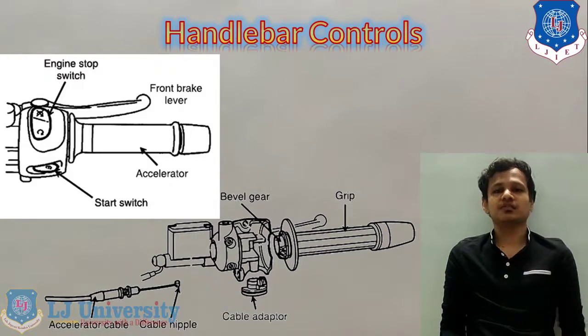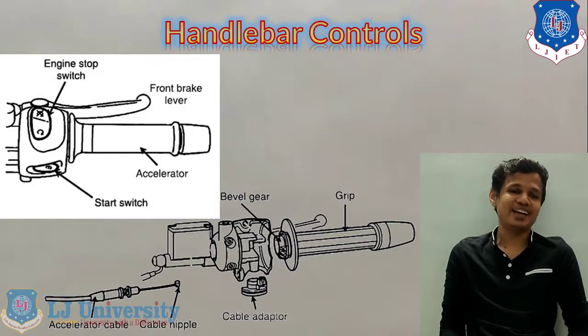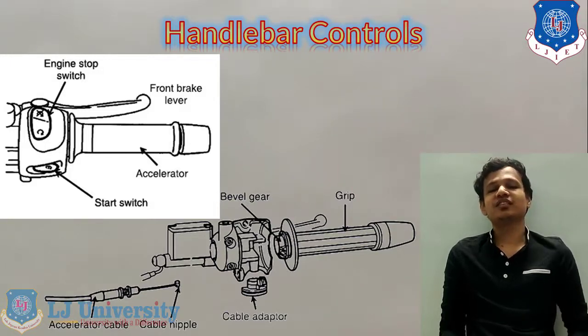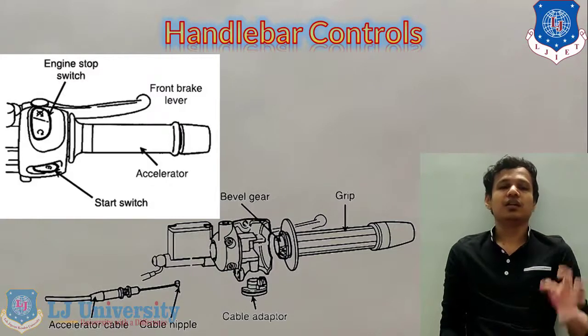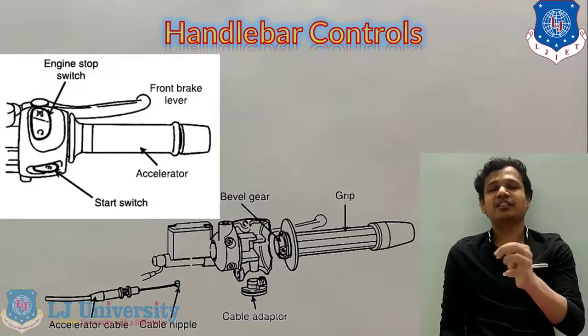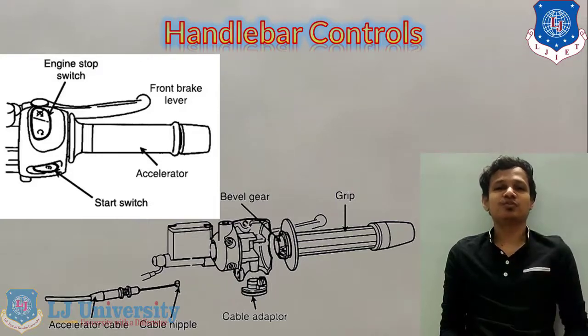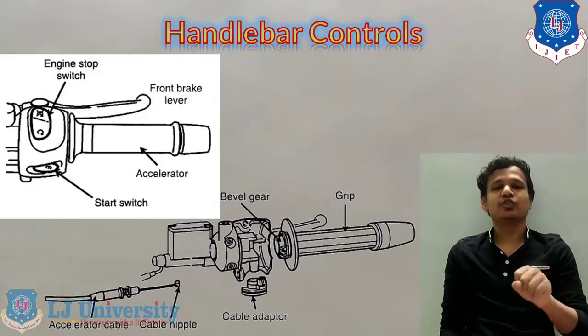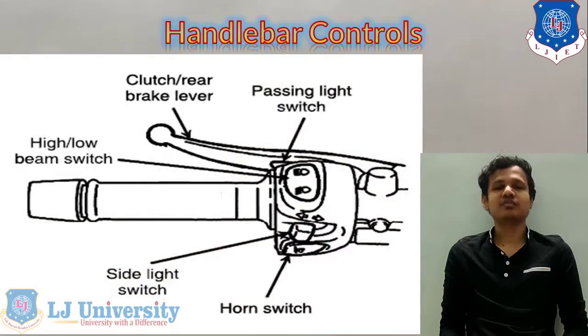This is the basic disassembled view of the right handlebar. In that case, you can see the accelerator grip is connected with the cable adapter, and in that cable adapter we connect the accelerator cable with the help of the cable nipple. That cable adapter is connected with the bevel gear. That bevel gear transmits the motion of our hand to the cable in a reciprocating motion.